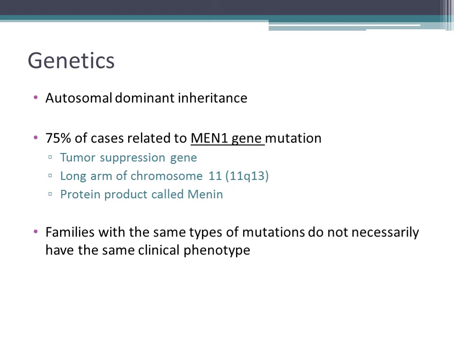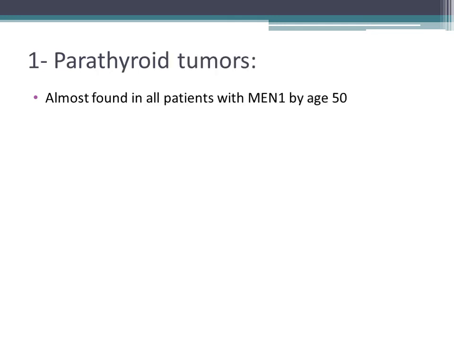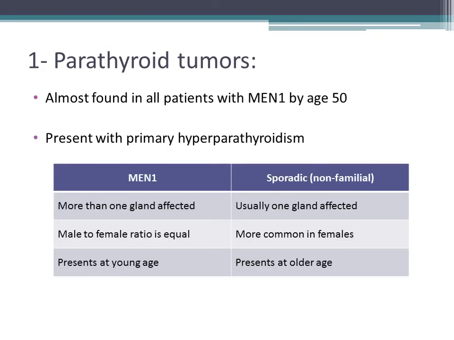Families with the same type of mutation do not necessarily have the same clinical phenotype. Example, index case has prolactinoma, primary hyperparathyroidism, and non-functional pancreatic tumor. Brother of that patient might have non-functional pituitary adenoma and maybe gastrinoma in the pancreas. Okay, so they don't manifest the same phenotype necessarily. So parathyroid tumors are found in almost all patients with MEN1 by age of 50. They present with primary hyperparathyroidism.